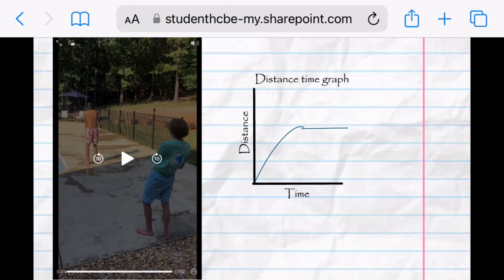Here's a distance time graph for said video of the water balloon. As you can see, as time increases, the distance of the balloon increases at a decreasing rate until it reaches a stable distance upon contact with Adam's head.